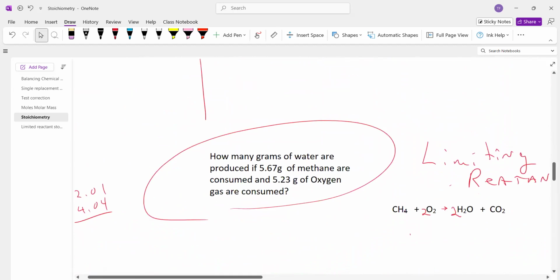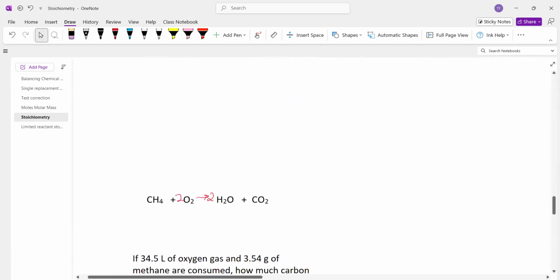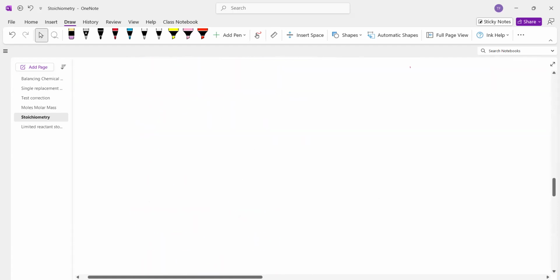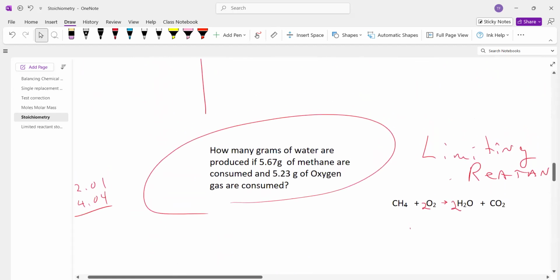Now, this is what Friday's lecture is going to be about. How many grams of water are produced if 567 grams of methane and 5.23 grams of oxygen are consumed? 2 givens. Oh, I erased all the calculation. Anyway, this is a 4-step process for calculation. So unless you understand today's, this will be very difficult to follow.